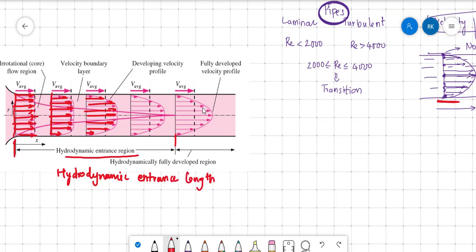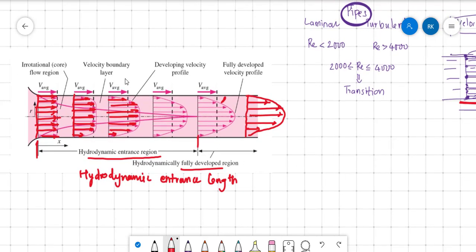After this, the velocity profile will remain the same. This velocity profile will remain the same along the pipe. But in the hydrodynamic entrance region, the velocity profile constantly changes to the velocity profile that we are discussing now. So that will be the hydrodynamic entrance region. And this is the hydrodynamically fully developed region. So what is the hydrodynamically fully developed region? That is, the velocity profile remains constant throughout the pipe. That is called the hydrodynamically fully developed region.